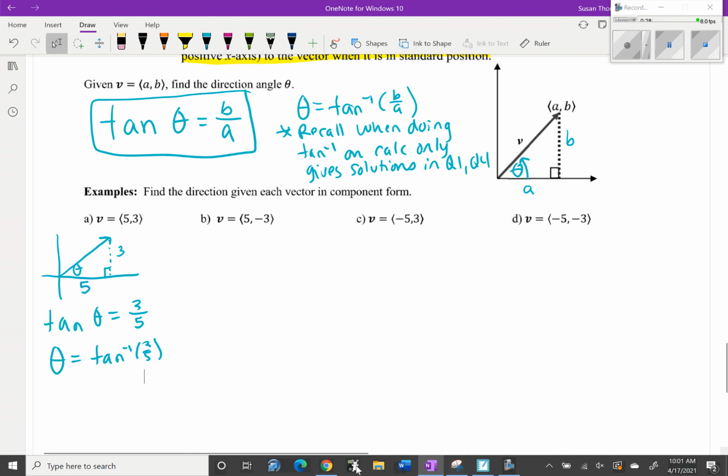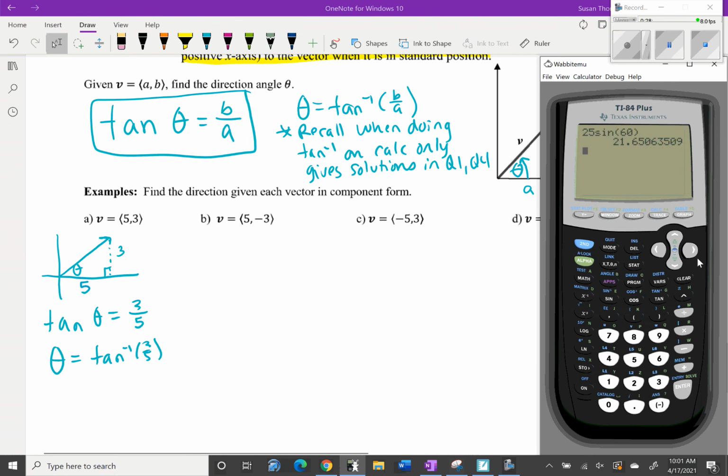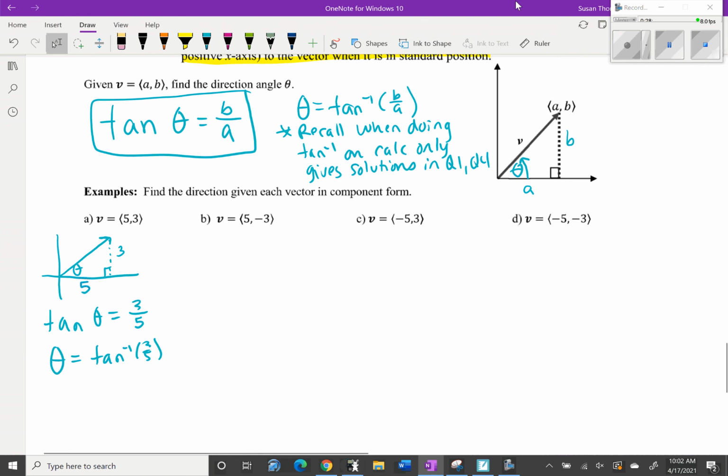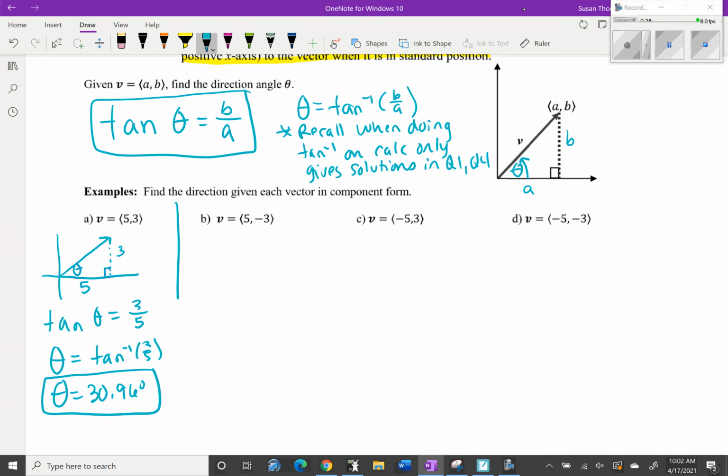So if I get my calculator out, we want to make sure, of course, that our mode is in degrees for these. So we're not going to be using radians for vectors. We're always using degrees. So make sure you're in degree mode. And then tangent inverse of 3 divided by 5 gives us 30.96. Going to round to the nearest hundredth here. So theta equals 30.96 degrees. So that is the direction.